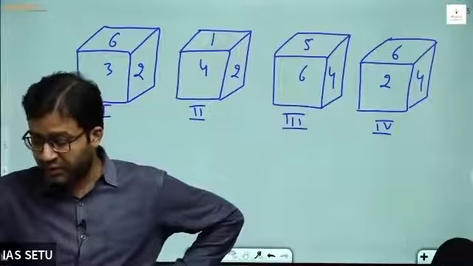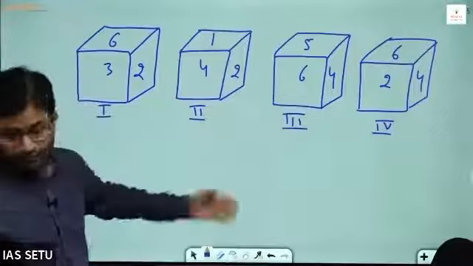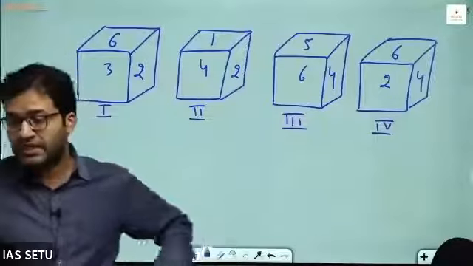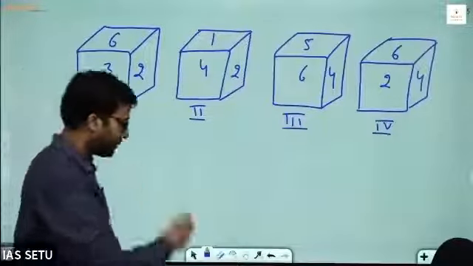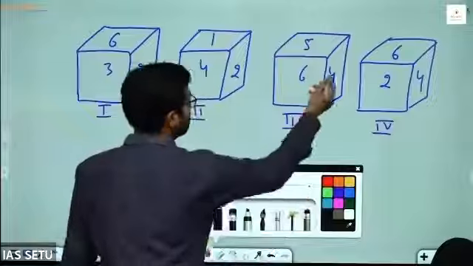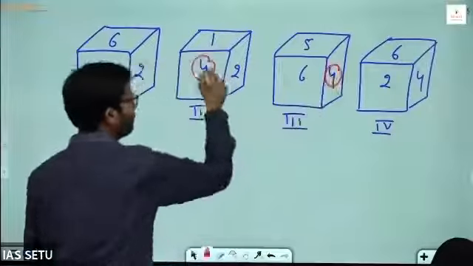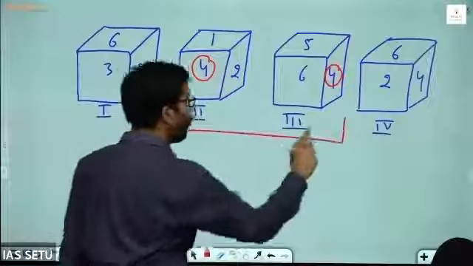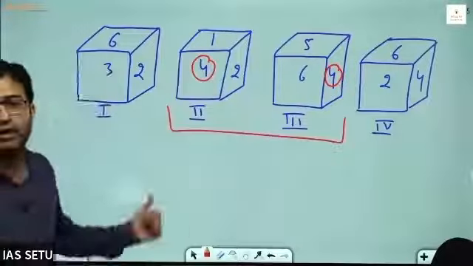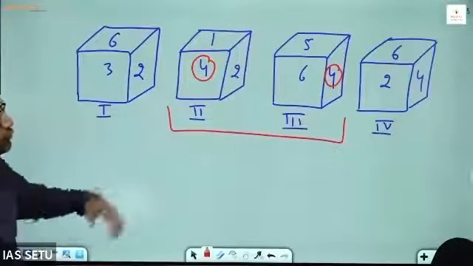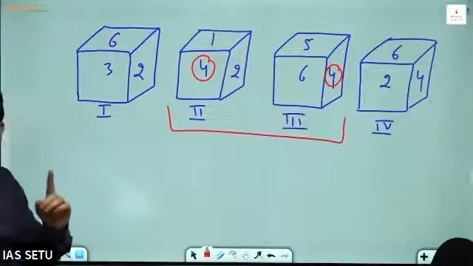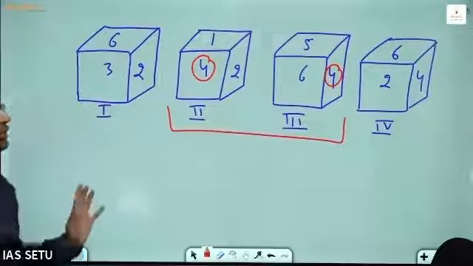Then we will see the statements. Statement number 1: figure 2 and 3 are sufficient to know which face is opposite to face number 6. Our concept here, you know very well. Here face number 4 is common. There is only one face common. And you have to use figures 2 and 3 only. So you cannot take help of 1 and 4. And we know when only one face is common, we can find all 3 pairs.